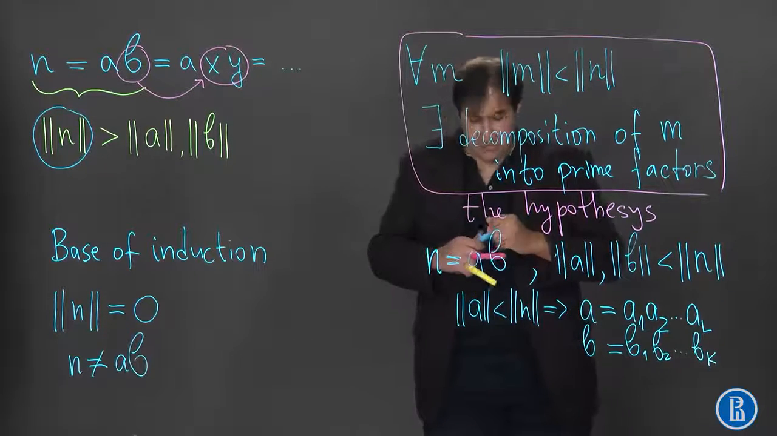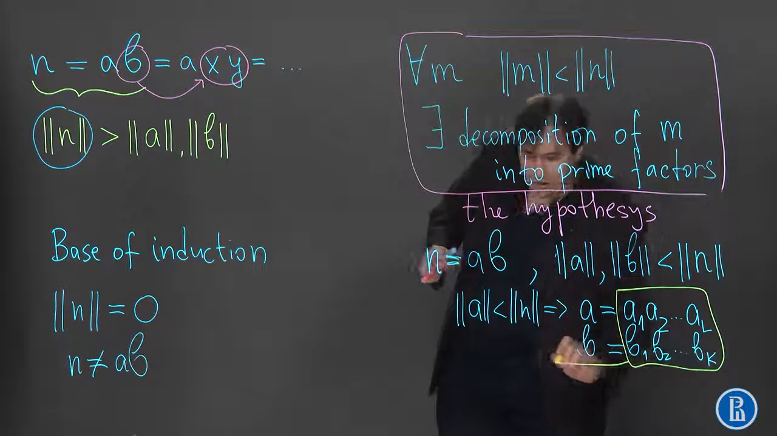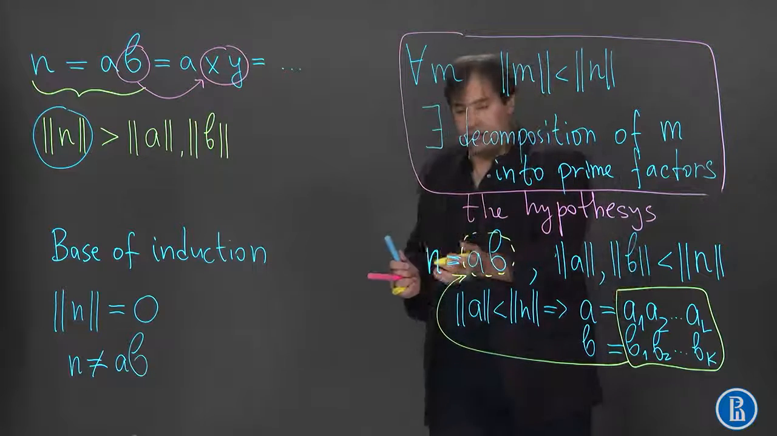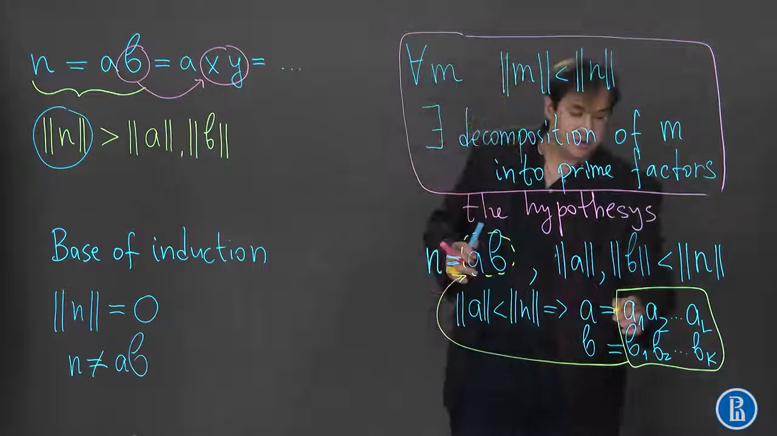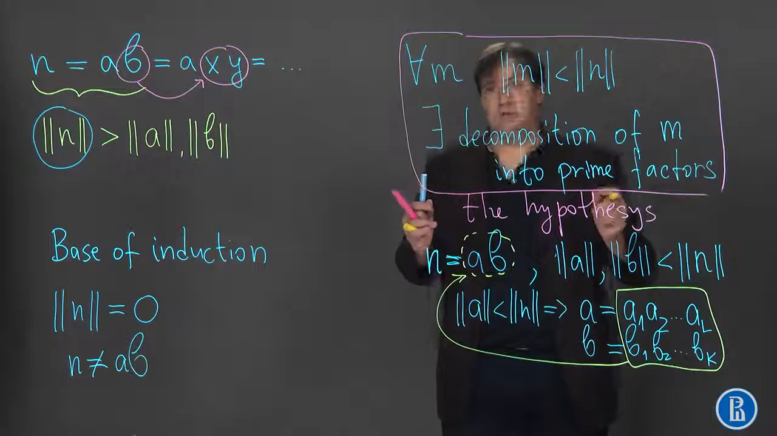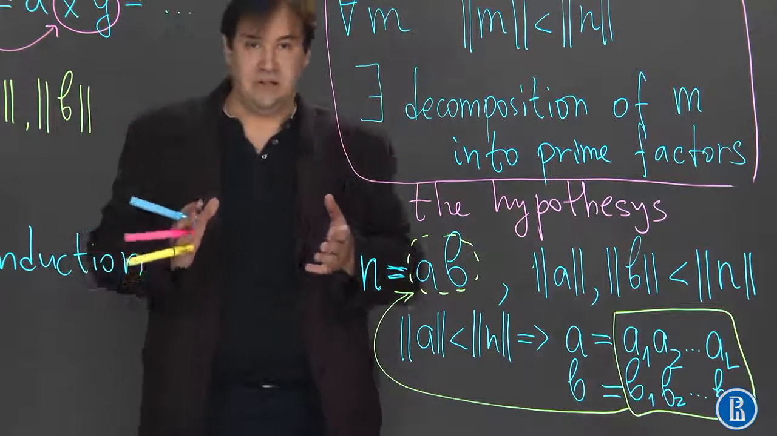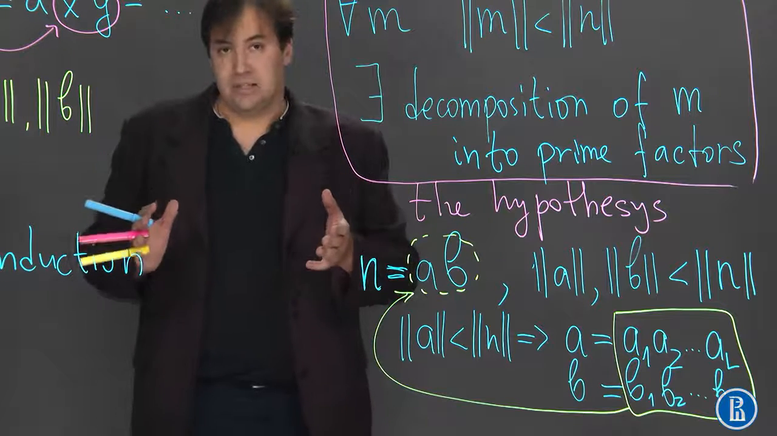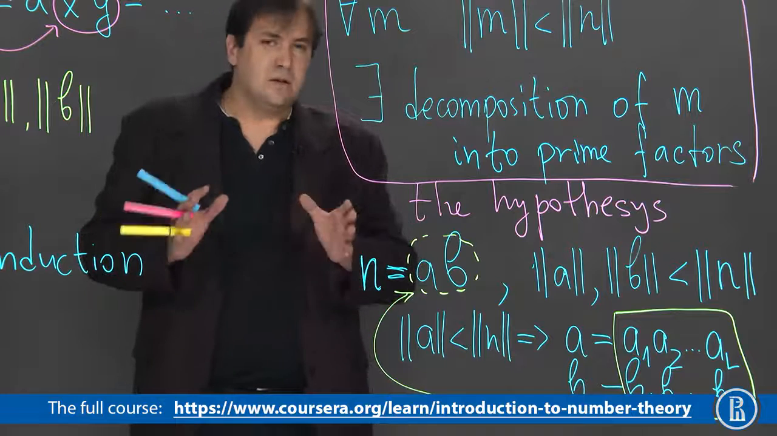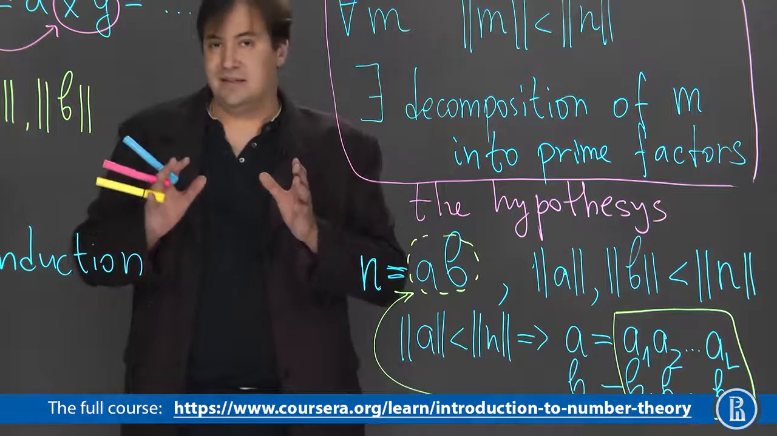So we simply take these two decompositions, put them into this expression here, and we get that n is equal to the product of all these prime elements, which means that n also has a decomposition into prime factors. This way, we proved that any element of a Euclidean ring indeed has a decomposition into prime factors. I remind you that by this time, we do not know whether this decomposition is unique or not. It is a different question, but it certainly exists.